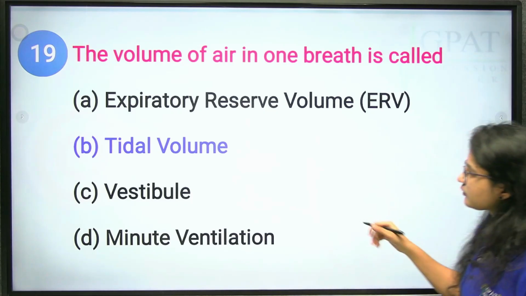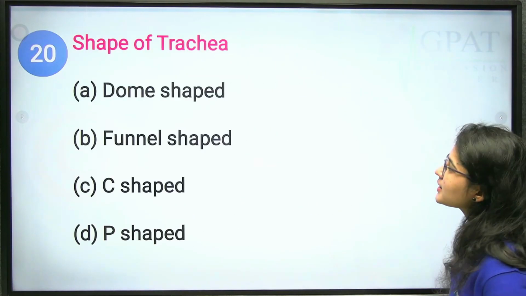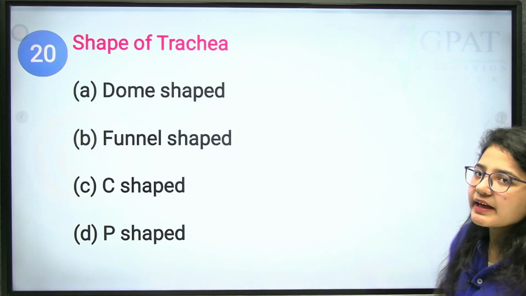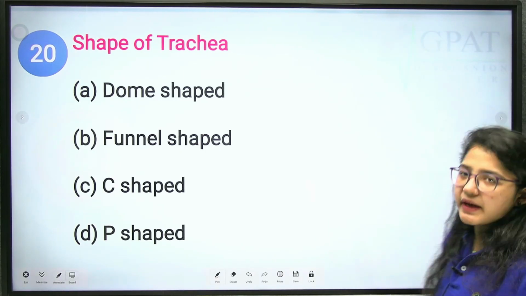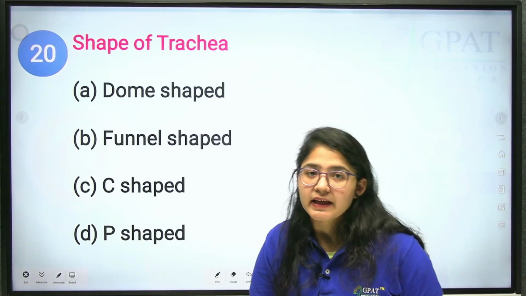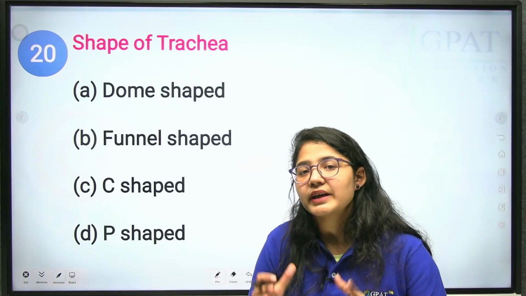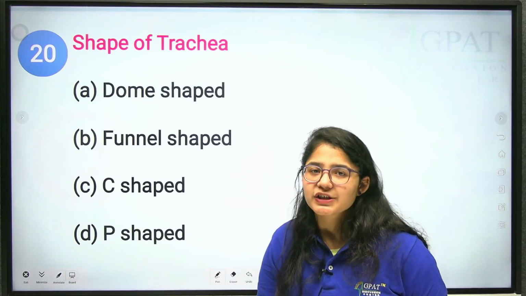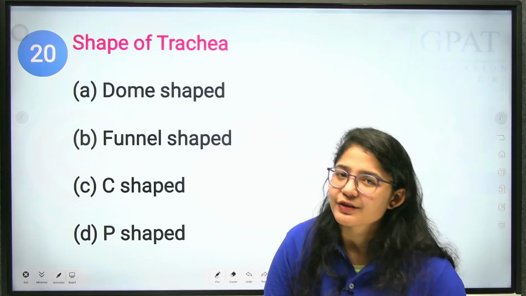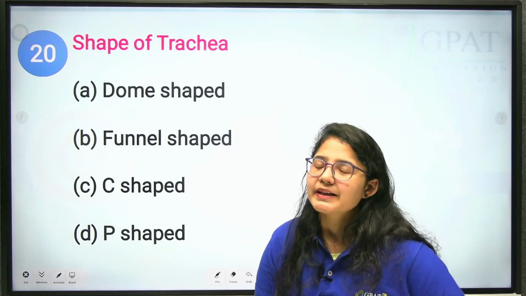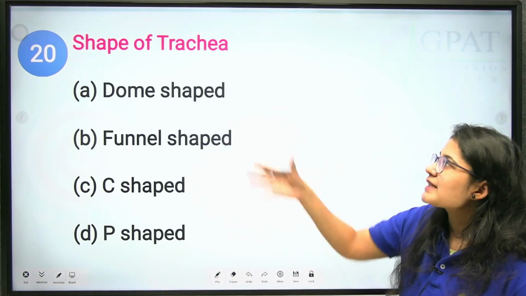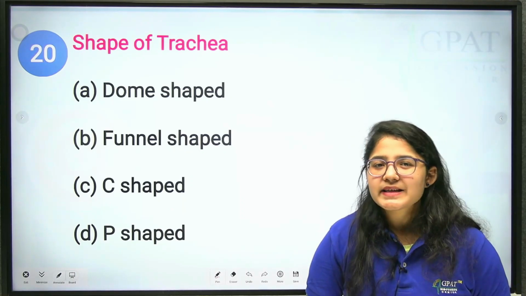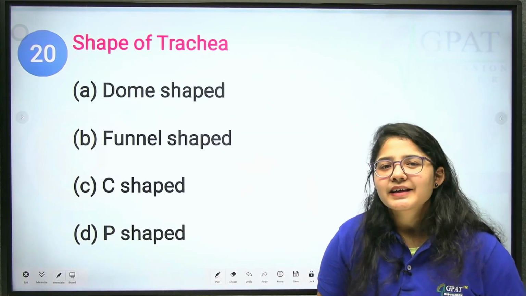Now, the next and the last question, the shape of trachea. If I ask this question, most of you will comment that the shape of the trachea is a conical flask or a cylindrical shape. I will not give the answer to this question. Please comment in the comment box what will be the answer to this last question. What is the shape of trachea? Let me see who guesses the answer correctly.